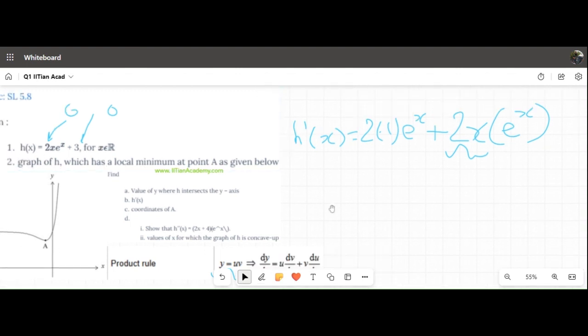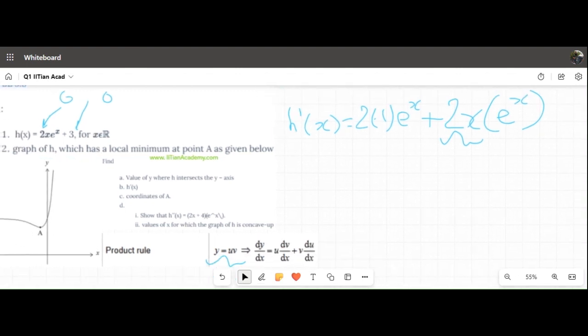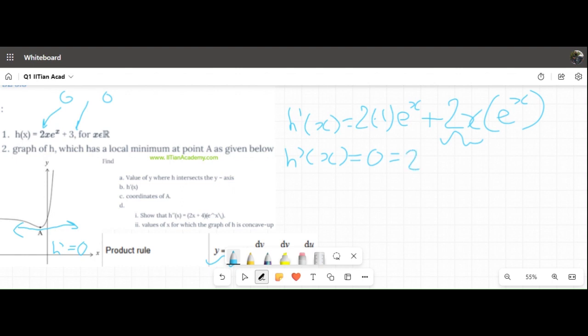Okay, great. Now for part C, we're asked to find the coordinates of A, and if we look at the graph, we can see that A is a local minimum. But even more so, what this means is that the derivative at this point should be equal to 0, since there's no upward or downward change. So to find the coordinates of A, we can set our derivative equal to 0, and then solve for the x value.